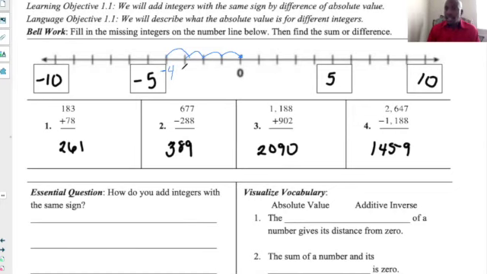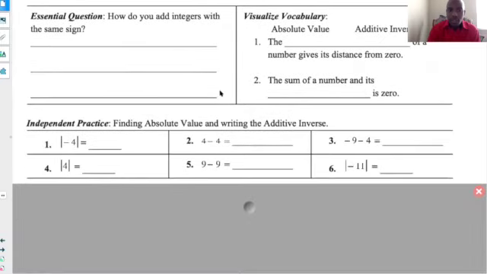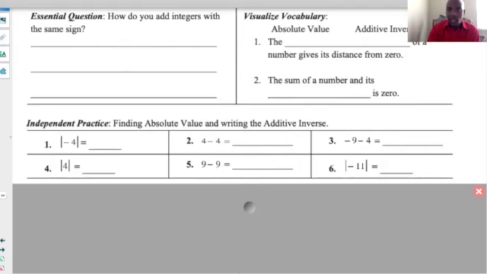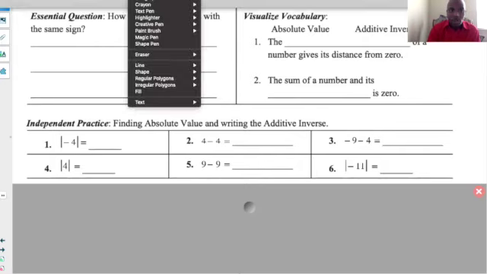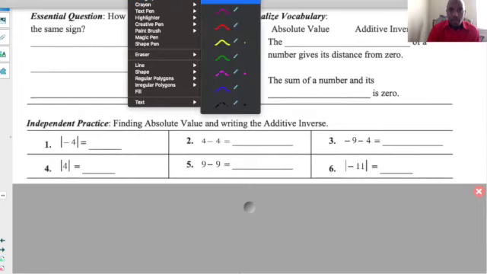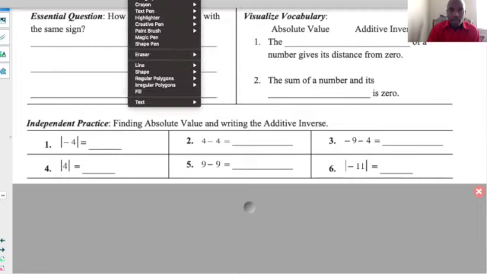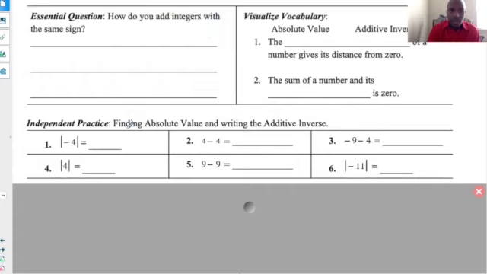So when we look at the negative numbers and we're dealing with absolute value, it's really saying how far is that number from 0? In this case, it is 4 spaces from 0. That's what we will indicate. Let me switch my tool up here. So the answer for this one is 4, because it's 4 spaces from 0.